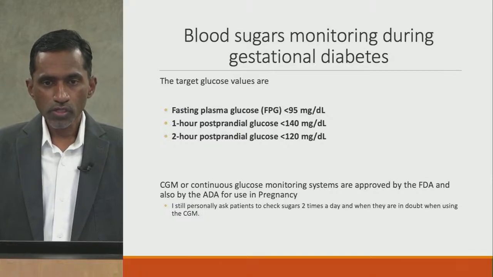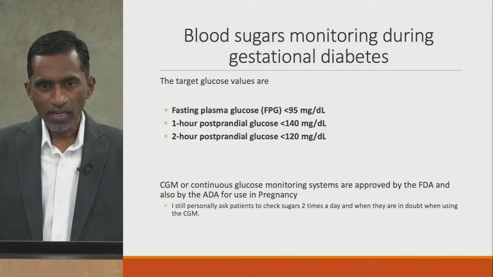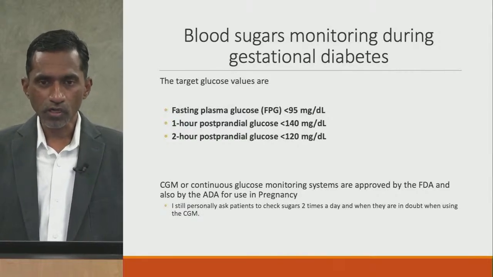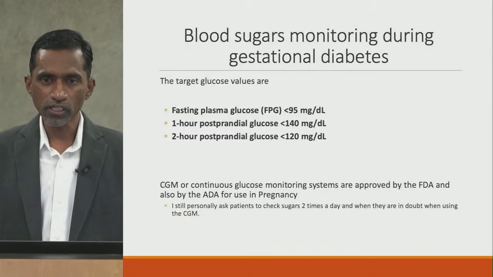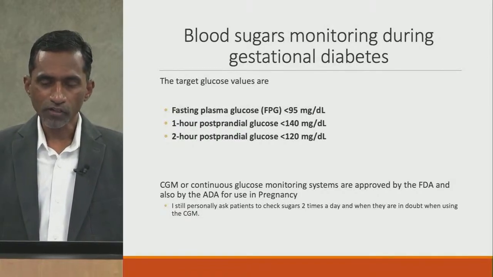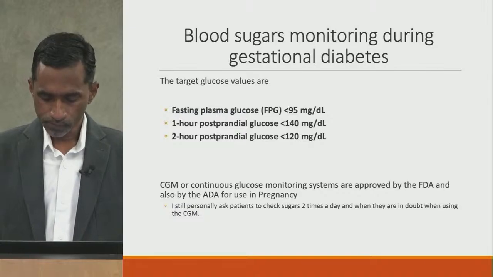You can use CGM, or continuous glucose monitoring, which is approved by the FDA and also by the ADA for use in pregnancy. I still personally ask patients to check their sugars, or at least log their sugars, fasting as soon as they get up, and also 1 hour after eating, because with CGM, they may not remember exactly what their sugars were for each meal 1 hour after eating or in the morning when they get up.